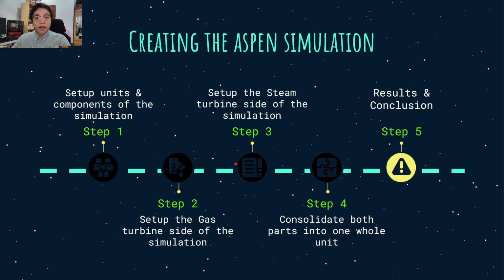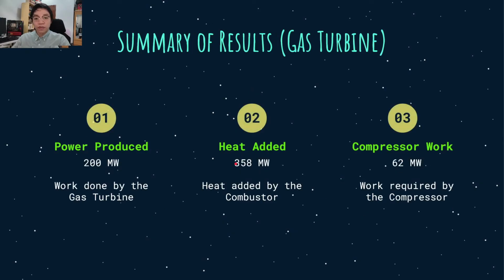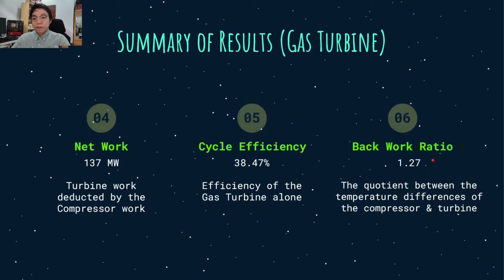So now we are on to the results and conclusion of the outline. For the gas turbine, our power produced is 200 megawatts. The heat added by the combustor is 358 megawatts. Our compressor work is 62 megawatts. Our net work, which is the turbine work deducted by the compressor work, is 137 megawatts.